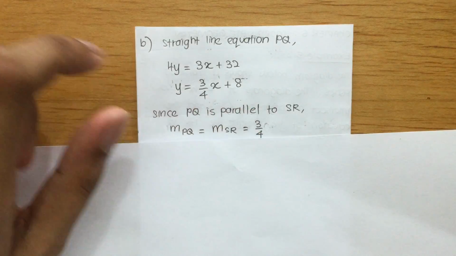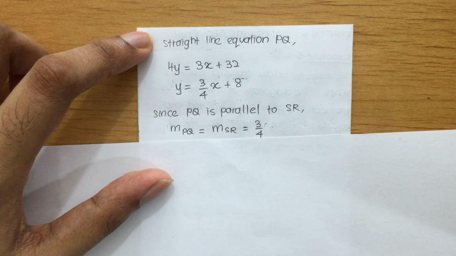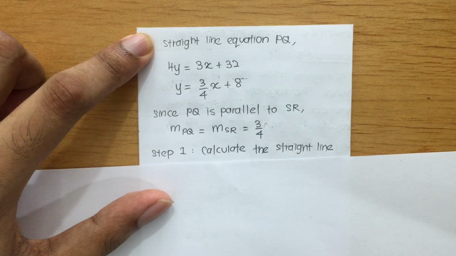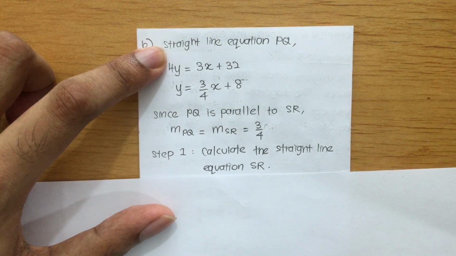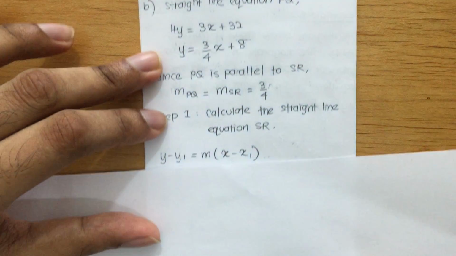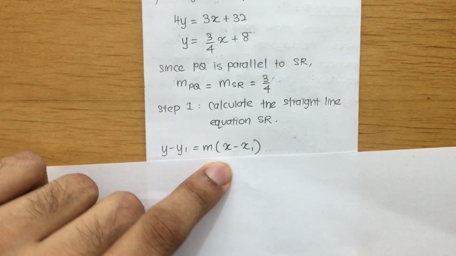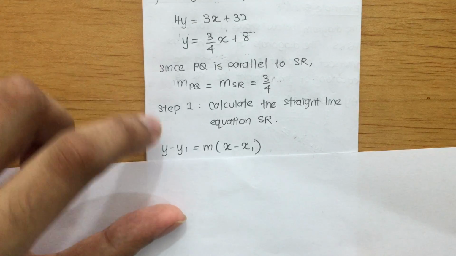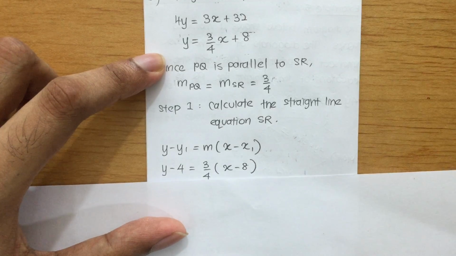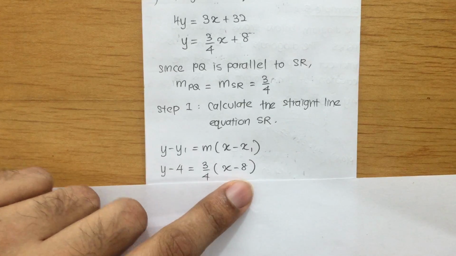These are the clues given by the question, guys. Line PQ and line SR are parallel. So we can use this gradient value, and we have already found the coordinate R in the previous question. So what we can do is, step 1, calculate the straight line equation SR over here. We're going to use the straight line equation formula, y minus y1 equals m in a bracket x minus x1. So we substitute in the coordinate R and the gradient SR over here. So y minus 4 equals 3 over 4 in a bracket x minus 8.